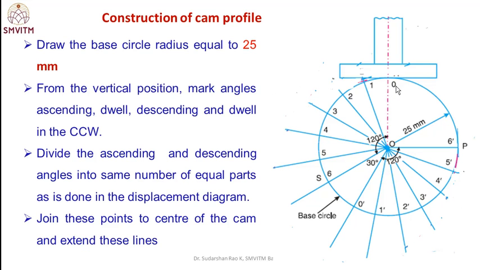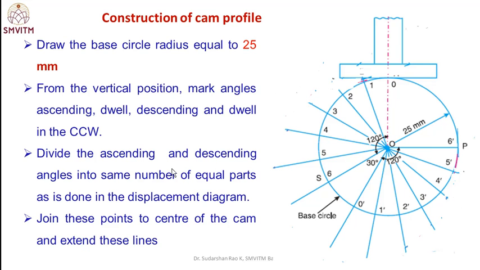Then from this vertical position O0, mark the angles for ascending, dwell, descending and dwell in the anti-clockwise direction. Ascending is 120 degrees, then the 30 degree dwell, 120 degrees descending, and the remaining 90 degrees dwell. Since the cam rotates in the clockwise direction, we have to mark the angles in the anti-clockwise direction.